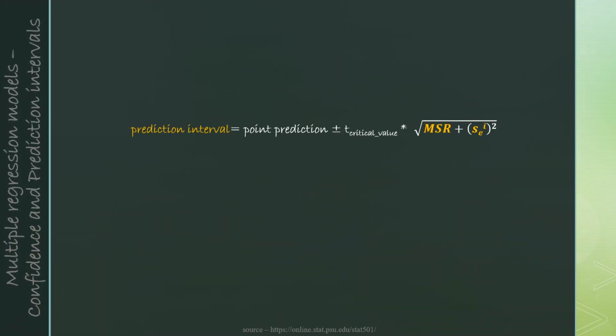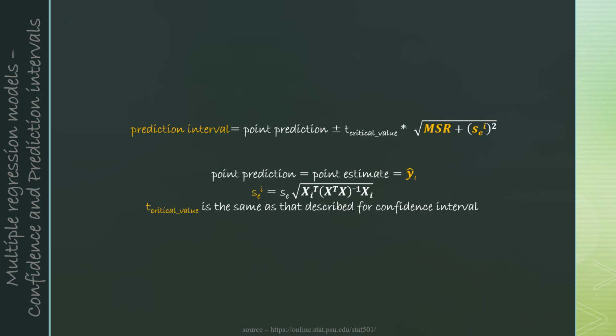Let's turn our attention towards prediction intervals now. The prediction interval, on the other hand, is given by prediction interval equals point prediction plus or minus t critical value multiplied by square root of mean residual sum of squares plus SEI square, where point prediction is the same as the point estimate, which equals yi hat. SEI denotes SE multiplied by square root of xi transpose multiplied by x transpose x inverse multiplied by xi, and the t critical value is the same as that described for the confidence interval.